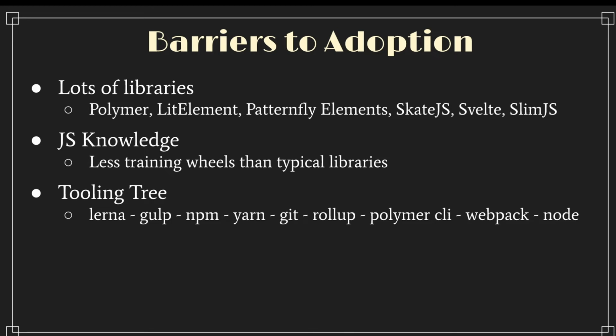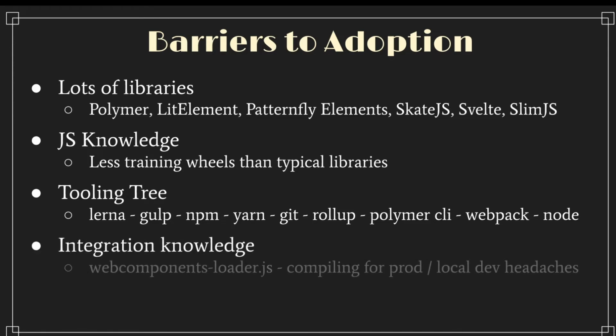the tooling tree. Woo! Who is excited about the tooling in front-end development right now? You are sick. All right? So, yeah, there's a lot of stuff out there, okay? So there's, how do I compile stuff? What's the difference between Yarn and NPM? Is there a difference? Monorepos. Hey, that's a thing, okay? And then integration knowledge with web components specifically. How do I bundle my web components together in the correct versions to deliver them to the correct browsers?